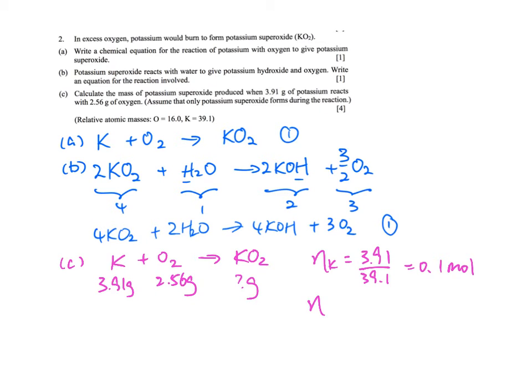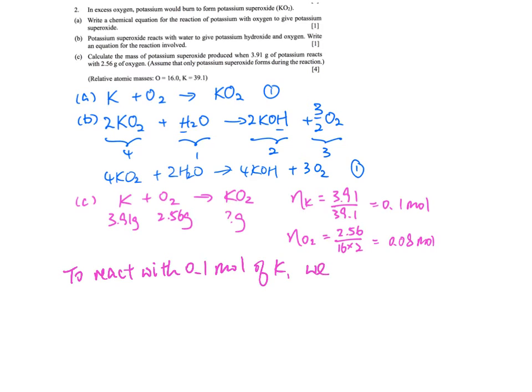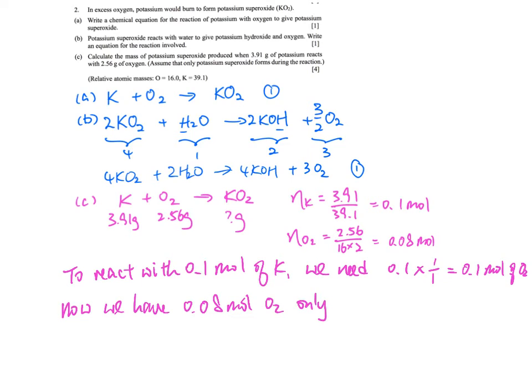While the other one is O2. So we have 2.56 divided by 16 times 2. So this one will be 0.08 mole. So just randomly pick one to react with 0.1 mole of K. We need 0.1 times 1 divided by 1 equals 0.1 mole of O2. Now we have 0.08 mole O2 only. So this one is less than what we want. So therefore O2 is limiting.